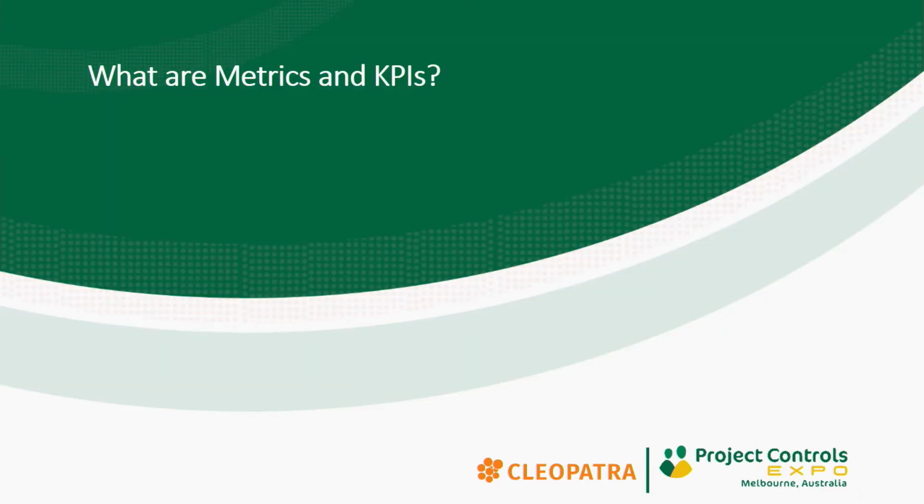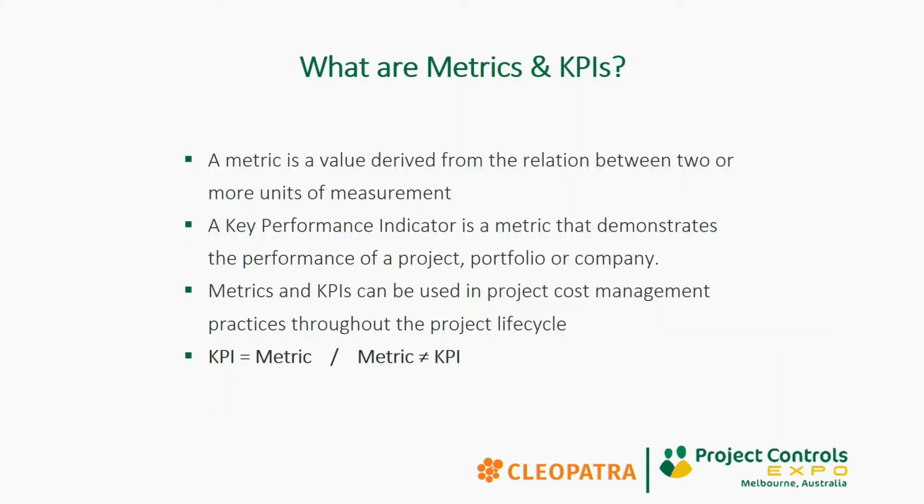So enough about, let's say, the basics of our company. Let's focus on metrics and KPIs. So what are metrics and what are KPIs? Metrics are values derived from the relation between two or more units of measurement. So basically, it's finding different units that you can compare to each other, and which makes sense if you draw a larger line on that.